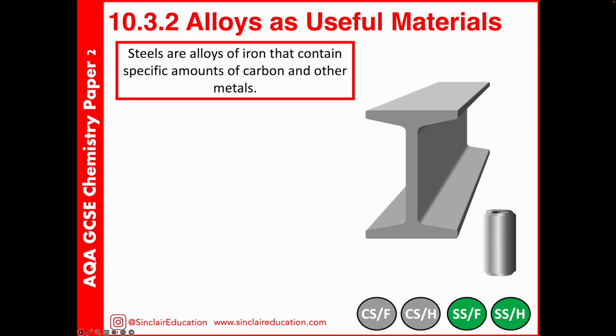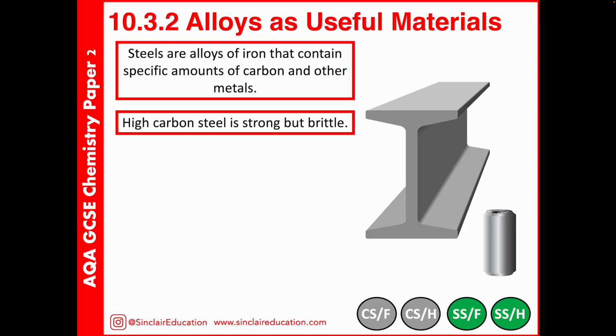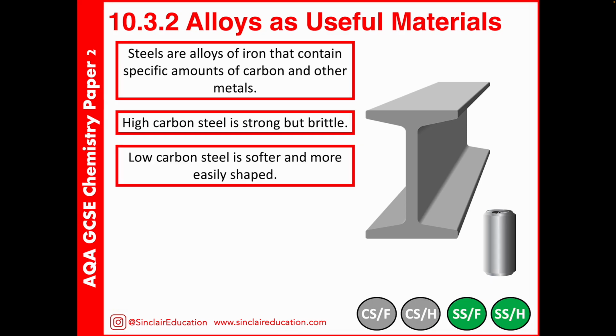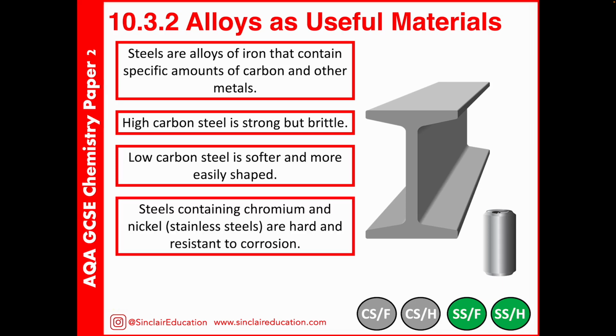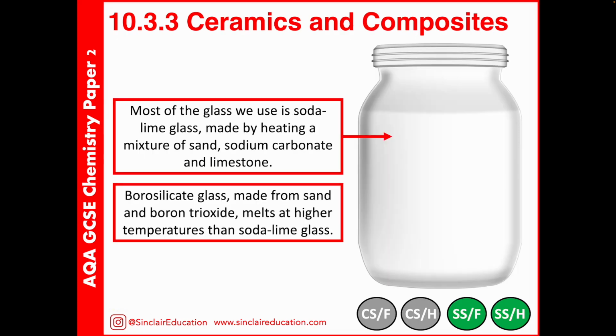Steels are one big example of alloys as a useful material. Steels are alloys of iron that will contain other elements including carbon and sometimes other metals as well. High carbon steel has carbon present along with the iron. It's very strong, but it is brittle, while low carbon steel is softer and more easily shaped. If we've got steels that contain chromium or nickel, these are what we call stainless steels. They're really hard and really resistant to corrosion, so they're not going to react.